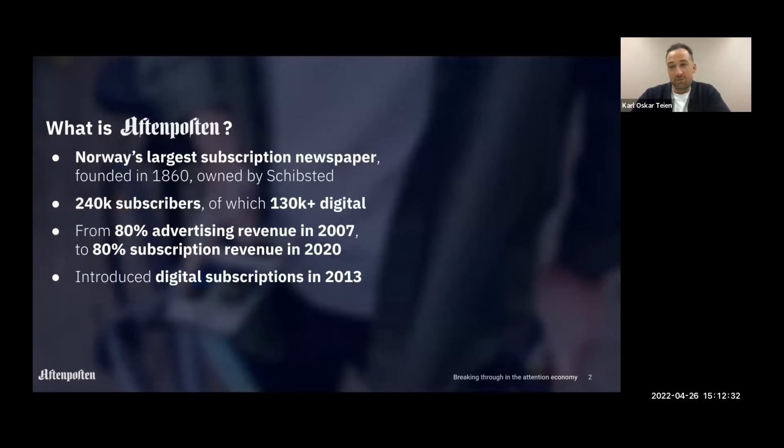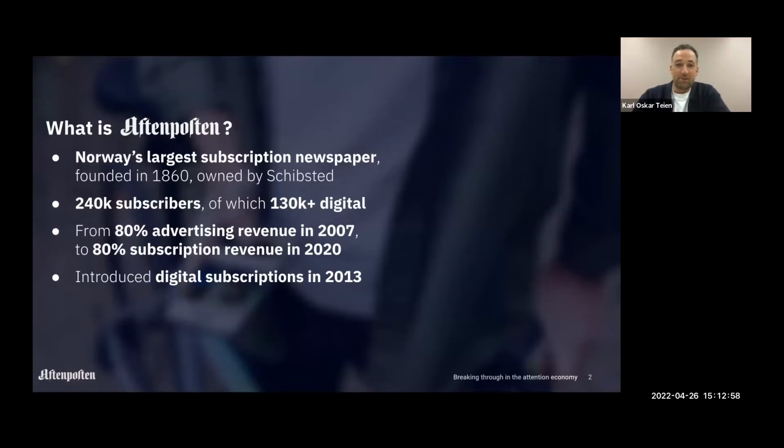It's an old newspaper. We have a long legacy in Norway. It's founded in 1860, so we go way back. So there's both positive things about being an old trusted newspaper. I think they're mostly positive, but it also means that we have a print legacy, which of course affects the way that we think and act in a digital world.